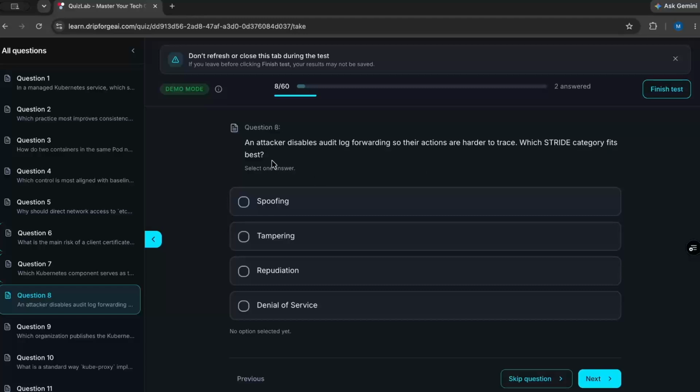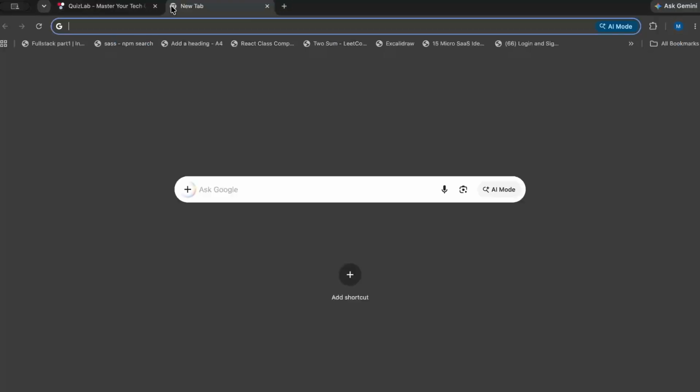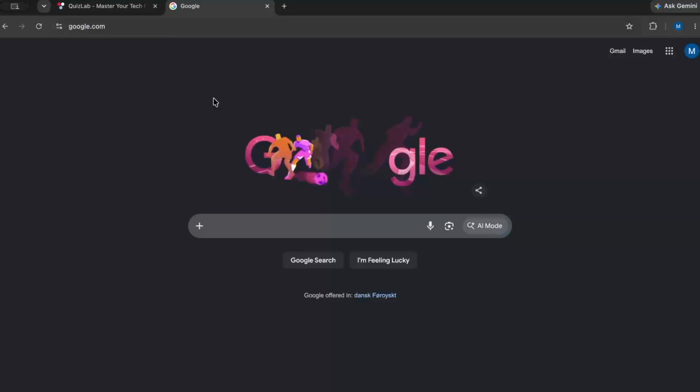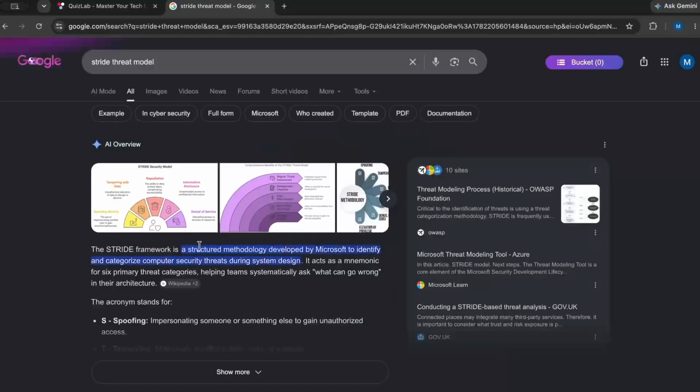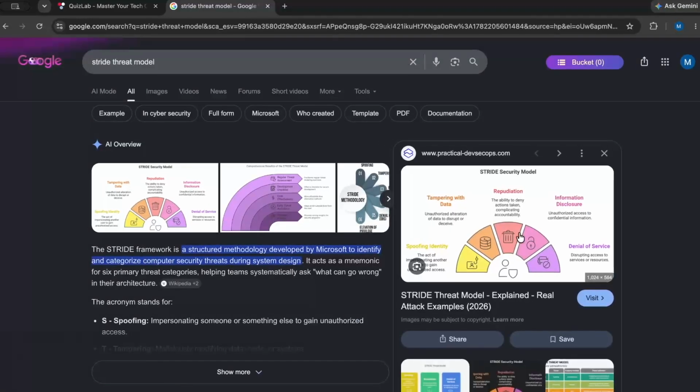And again, if you don't know about STRIDE, then this is going to be very, very challenging for you. But let me go with you, and then we will search for STRIDE. So, STRIDE threat model. You can see the STRIDE threat model. Then we can just open this image here and try to find a little bit about STRIDE. So it is an abbreviation. What does the S stand for? The S stands for spoofing.